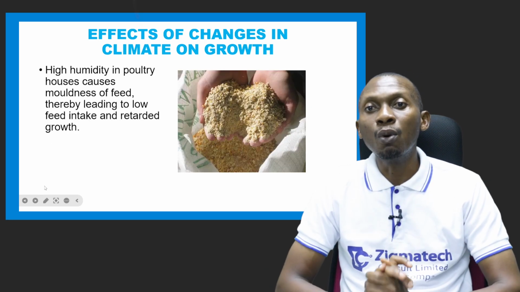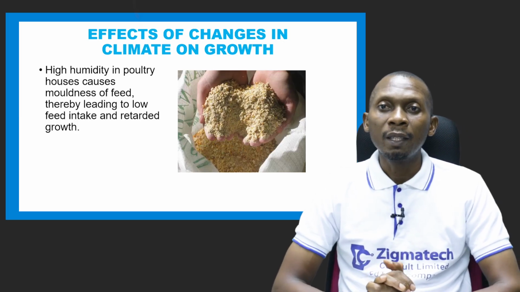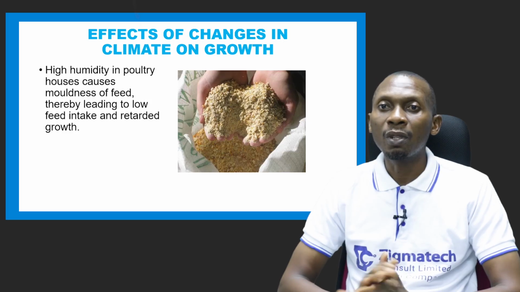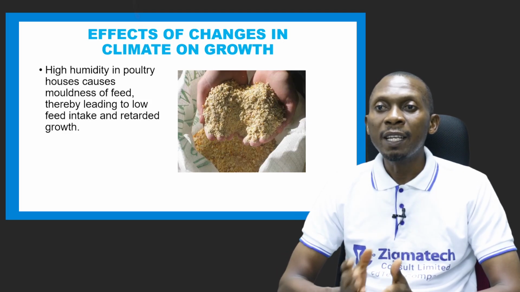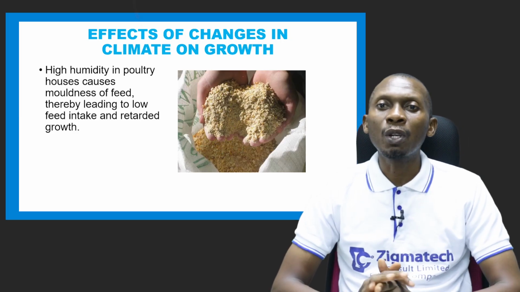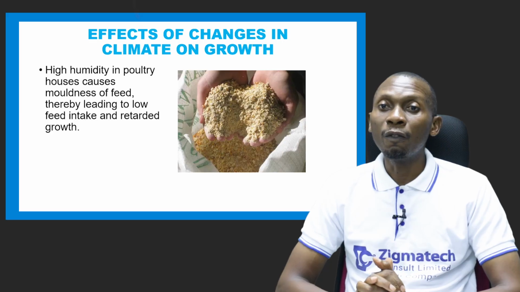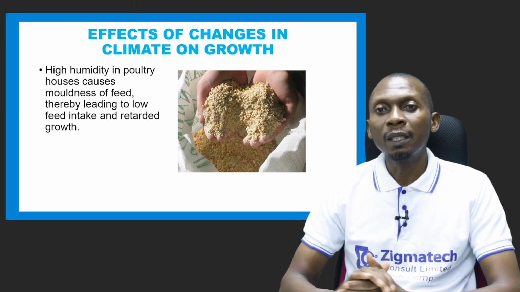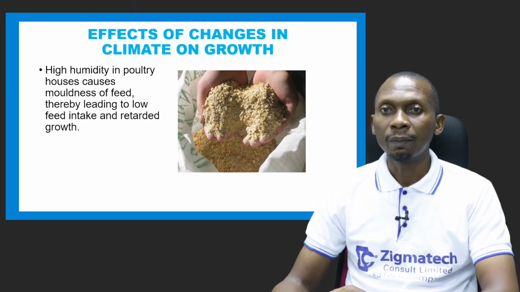High humidity in poultry houses could cause moldiness of feed. Now, humidity has to do with the moisture content in the atmosphere, and when it is high, the feed consumed by the farm animals becomes moldy, and of course, this could lead to low feed intake, and once there's low feed intake, there will also be retarded growth of the farm animals.